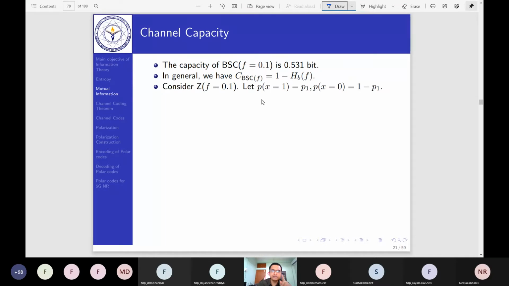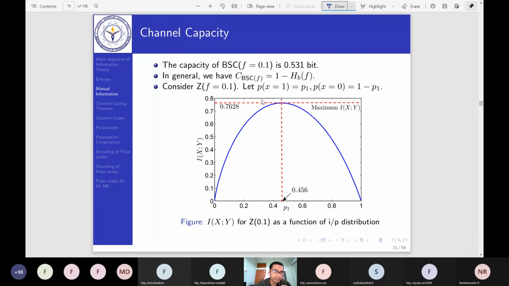Now consider the Z channel. As I said, the Z channel is better than the binary symmetric channel because the Z channel doesn't involve one crossover link. Z channel is like this. So this link is not there. Because one crossover link is not there, the Z channel has to be better. That means the capacity of the Z channel should be higher than that of the BSC. And in fact this is true, and it is like this.